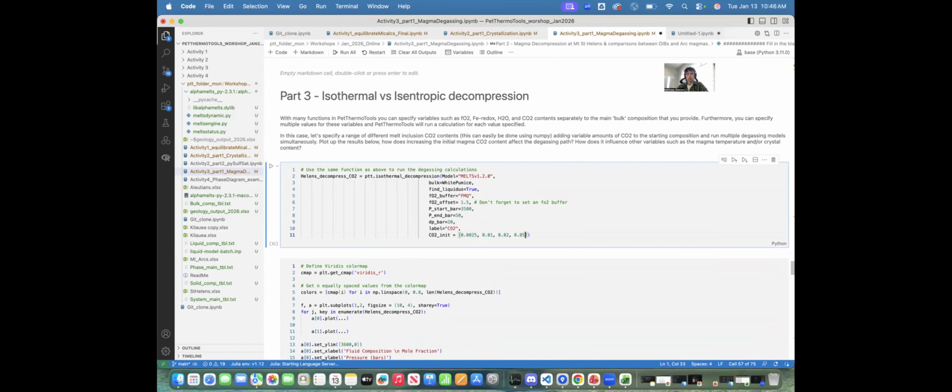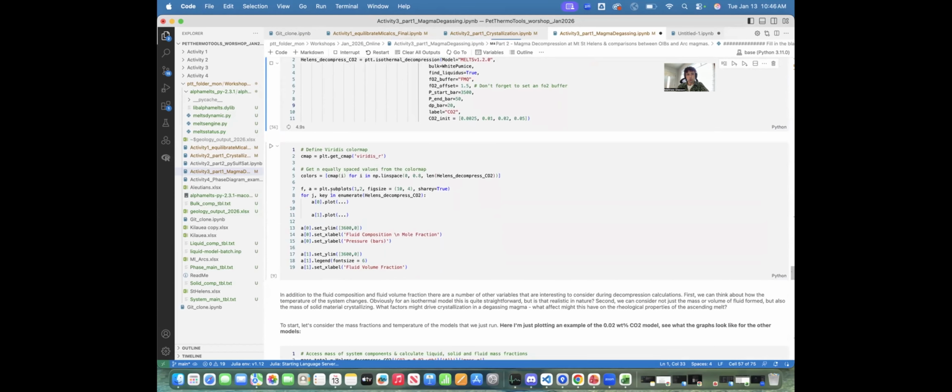So this is running now the calculation with Mount St. Helens, but I'm going to use the measured water content because I'm not specifying water anywhere in here. But I'm going to run it at different CO2 contents and label it by CO2. So the same idea, but we're now varying the CO2. We're saying we measured water, but we don't know our true CO2. So let's vary the CO2 and see what happens. Okay, so I'm going to run that.